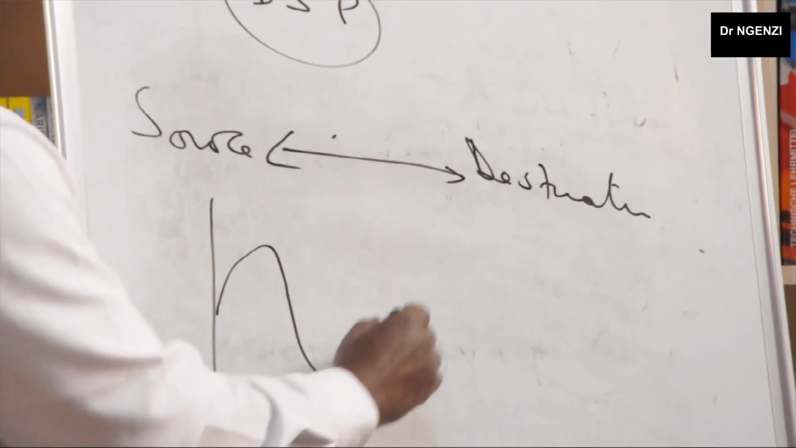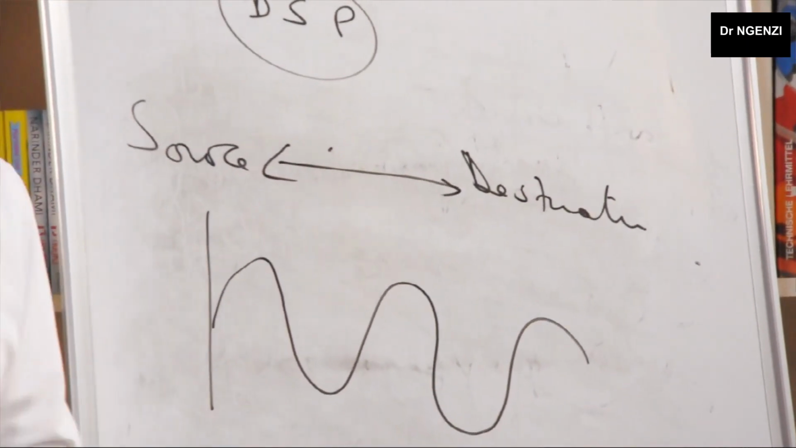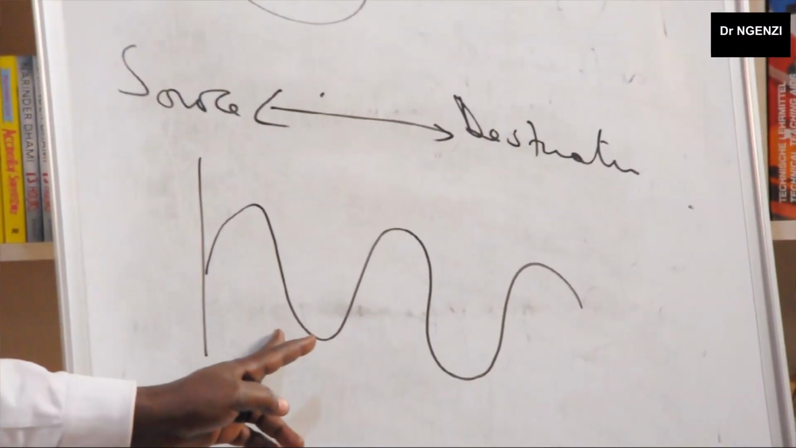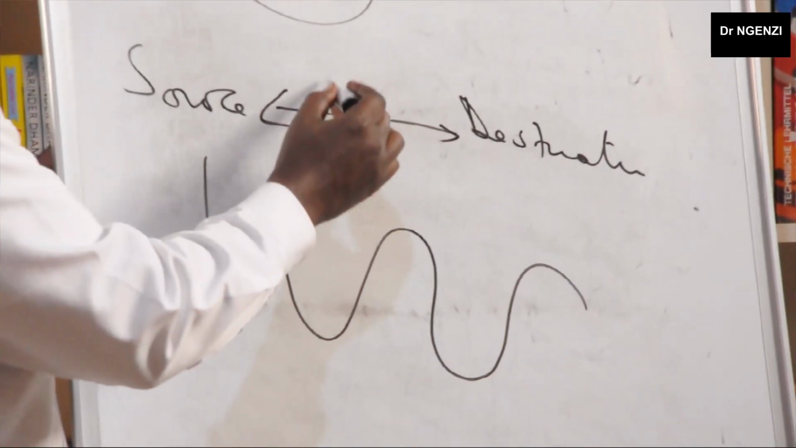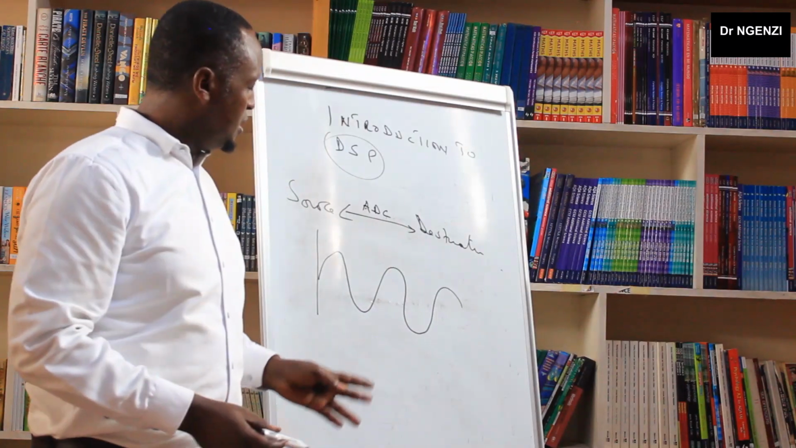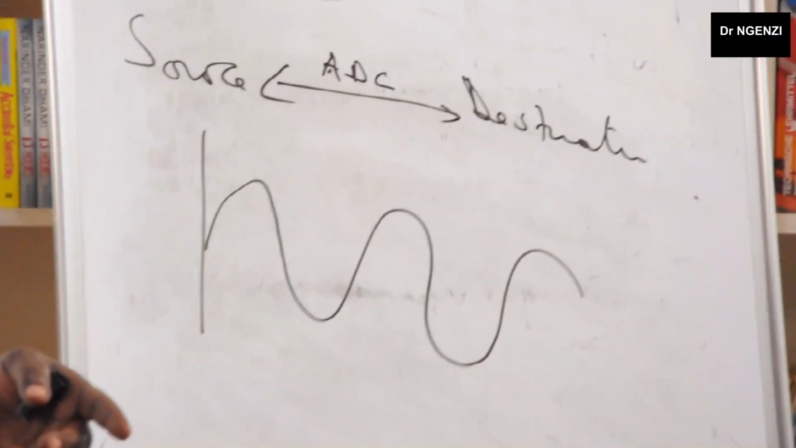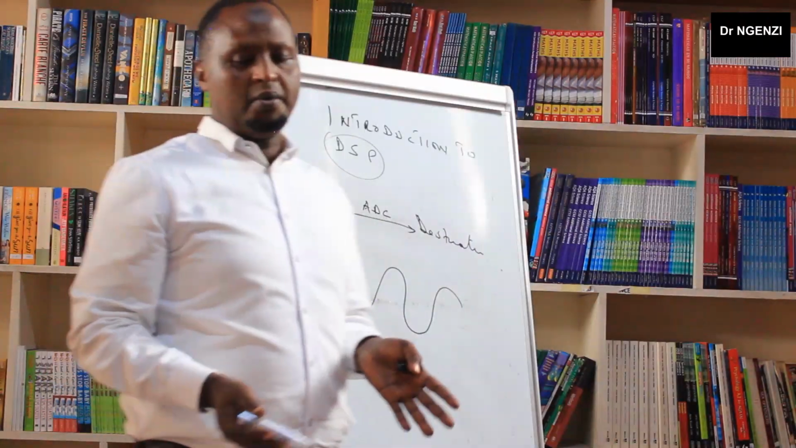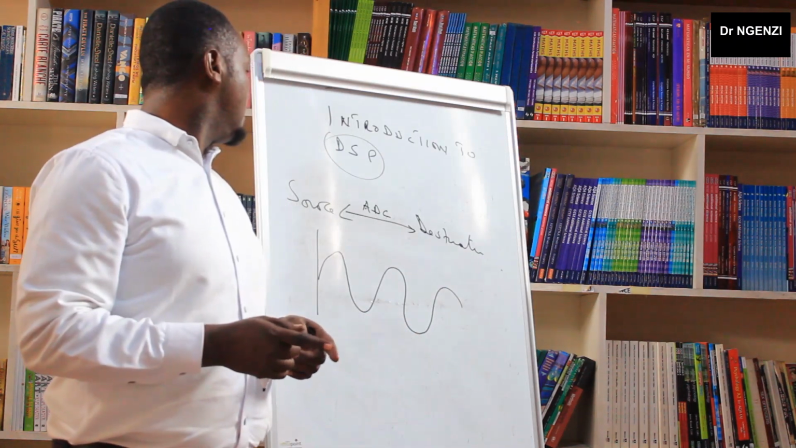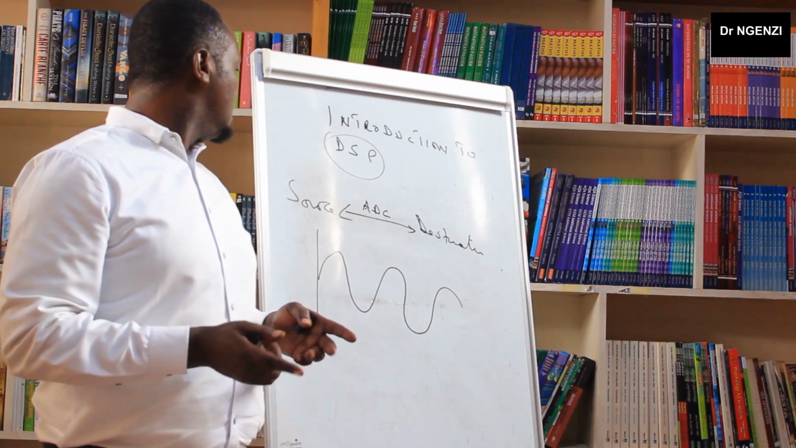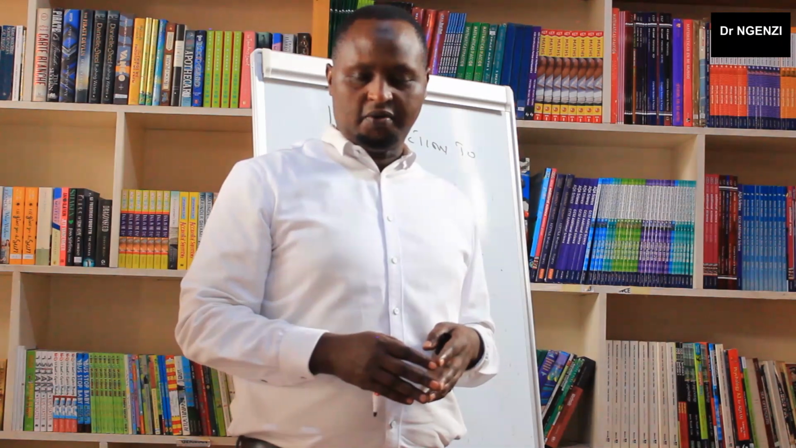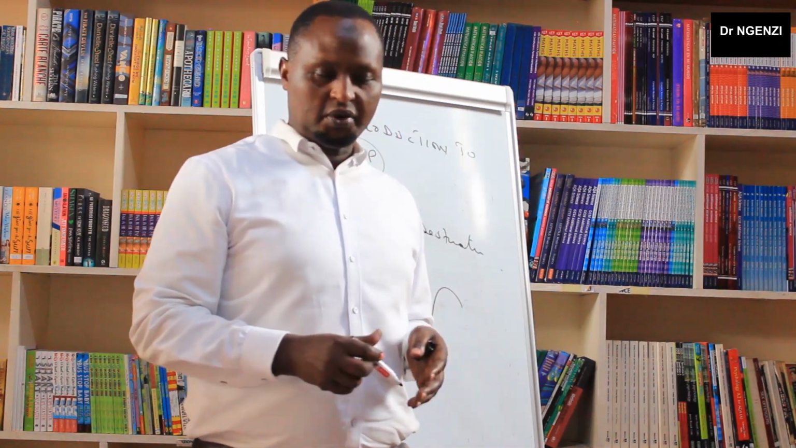For example, if it is an analog signal, one line like this, it has to be converted, for example, by an analog to digital converter. We are going to use this so that we can get the destination free from the analog signal, which may come with distortion, noise, degradations, and some other inconveniences that may affect your information being transferred from source to destination.